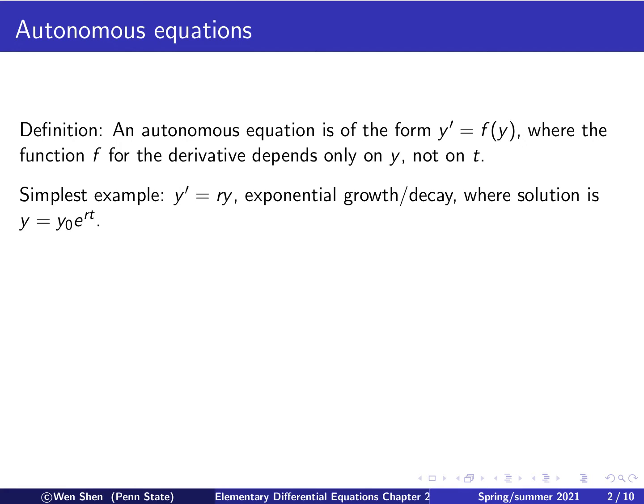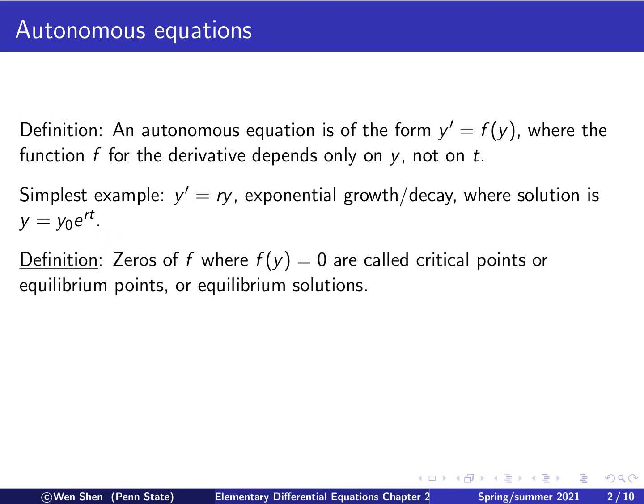Let's look at the simplest example. y prime equals r y. Depending on the sign of r, we could have either exponential growth or decay, and we studied this already. The solution is just an exponential function, where y naught is the initial condition, that is y at 0 is y naught. So even though the right-hand side of the ODE doesn't depend on t, your solution is a function of t.